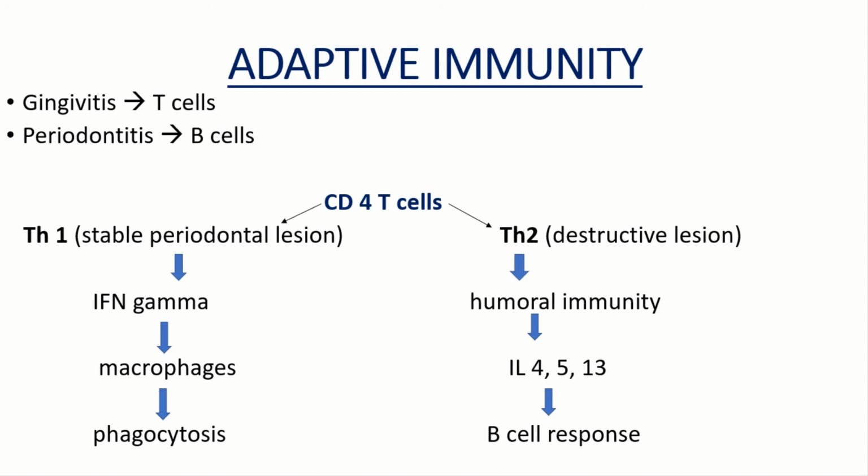Then we have Th2, which progresses as humoral immunity and is the B cell response. This contains interleukin 4, 5, and 13. The Th2 response leads to a B cell response, and as we discussed previously, the B cell response is in periodontitis. Henceforth, this is a destructive lesion. The Th1 response is not a B cell response, it is a T cell response, and henceforth is a stable periodontal lesion. That wraps up our chapter of periodontal pathogenesis. I hope you guys understood.